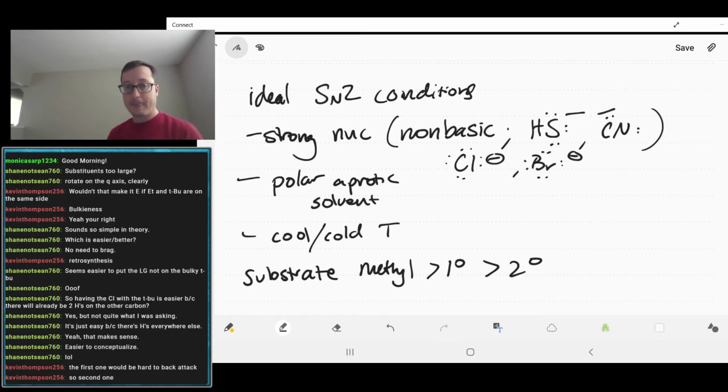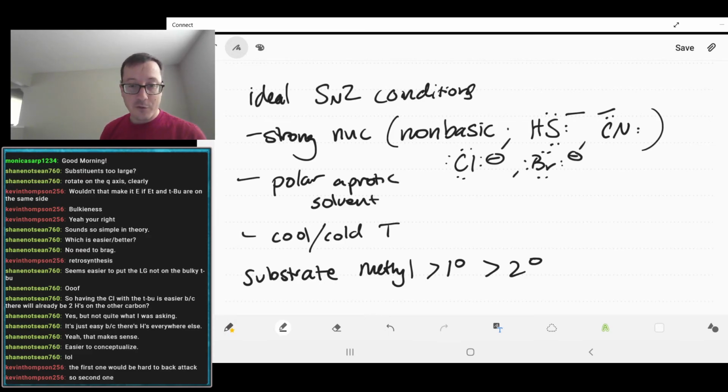Methyl substrate, a primary substrate, secondary substrate. That's it. Nothing else. And it's in this order. So these are your ideal conditions: a nice, strong nucleophile that's non-basic, a good polar aprotic solvent, cold temperature, and a methyl substrate. That'll be your best conditions.